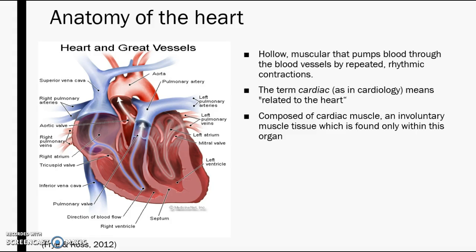Let's talk about the anatomy of the heart. So again, the heart is in the mediastinum. It's a hollow muscular pump that pumps blood through the blood vessels by repeated rhythmic contractions. The term cardiac, if you remember from medical terminology, as in cardiology, means related to the heart. It's composed of cardiac muscle. It's involuntary, and we only find cardiac muscle in the heart. The heart and its great vessels are all labeled there in the diagram.